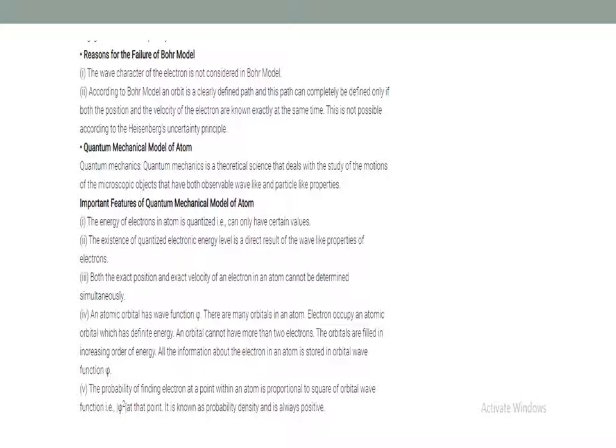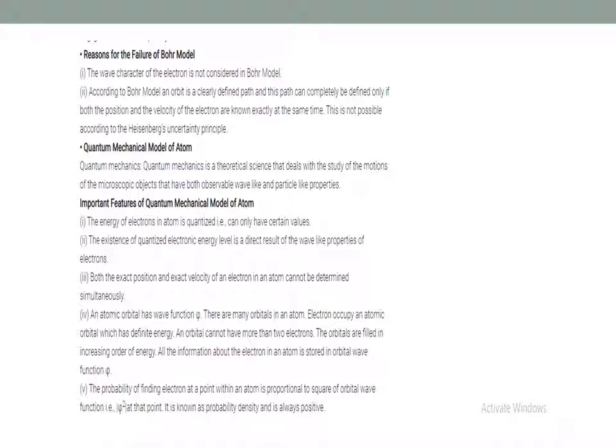Now, reasons for the failure of Bohr model. The wave character of electron is not considered. According to Bohr model, an orbit is a clearly defined path. This path can completely be defined only if both position and velocity are known exactly at the same time. And this is not possible according to Heisenberg's principle.